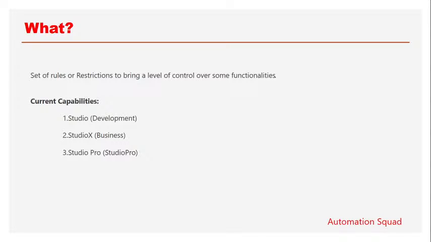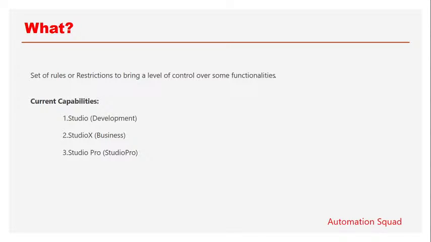Okay, what is governance? In layman's language, or in simple words, we can say governance is nothing but a set of rules or a set of restrictions. Likewise, in UiPath also, we have some rules or restrictions to bring a level of control over some functionalities. Why do we need this set of rules or restrictions over some functionalities?